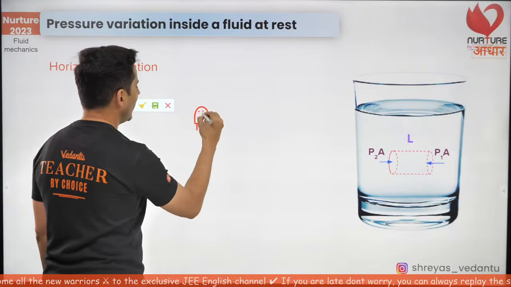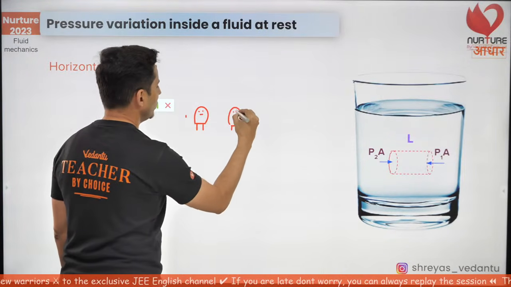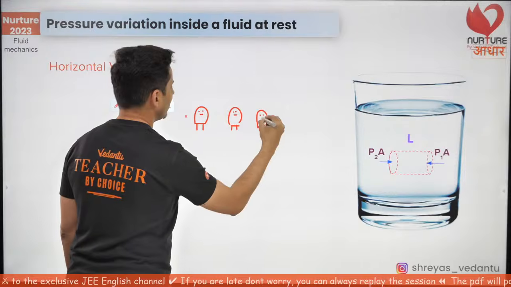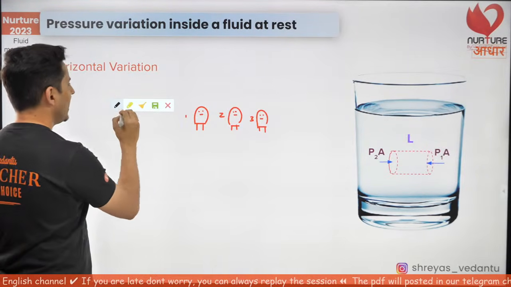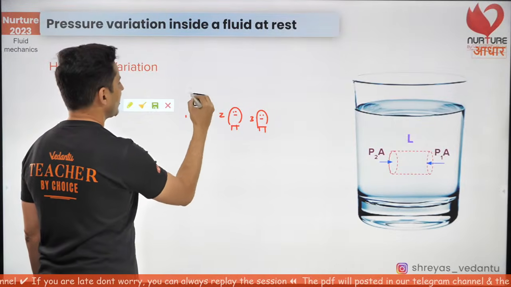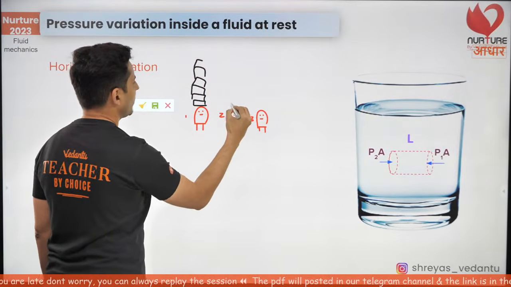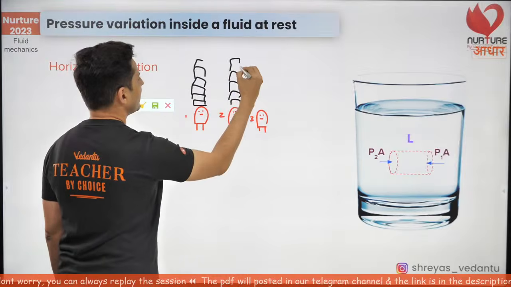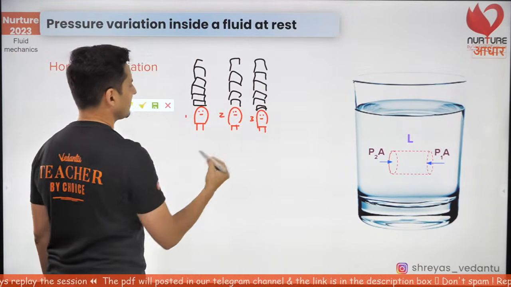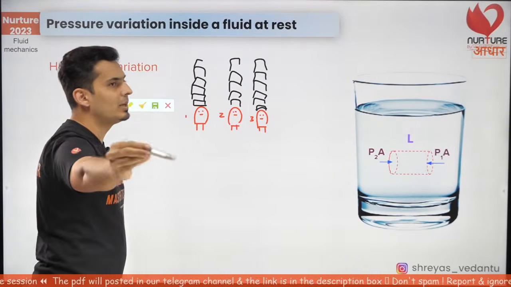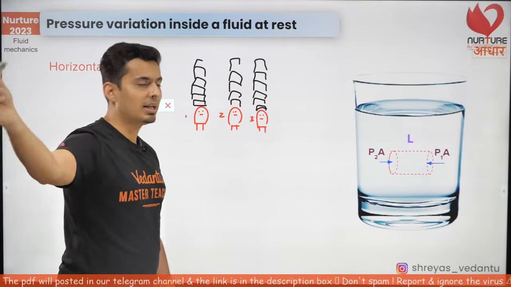Imagine Pandu 1, Pandu 2, Pandu 3. Imagine the burden on them, the burden of the air column over them. What do you think? Will the burden be the same or not when they are at the same height? Will 1 be equal to 2 be equal to 3? Will 1 be more than 2 more than 3?